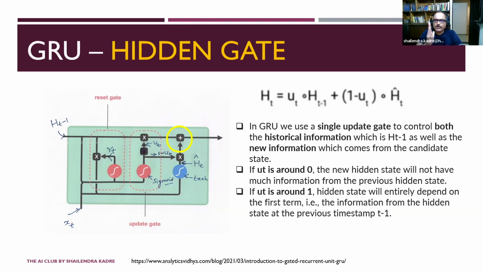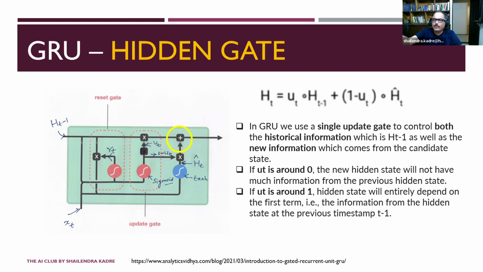First, put UT equal to 0. Then the first term will be 0. That means nothing from the previous time step input will be considered. HT minus 1 is coming from the previous time step, right? So if UT is 0, HT minus 1 into 0 will be 0. So nothing of HT minus 1 will be considered. The second term will be 1 minus 0, meaning 1, and HT cap is your new update. So the entire new update will be considered.